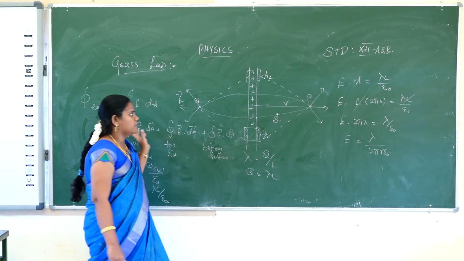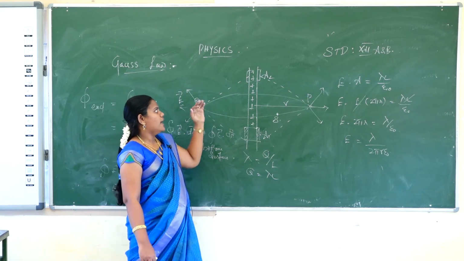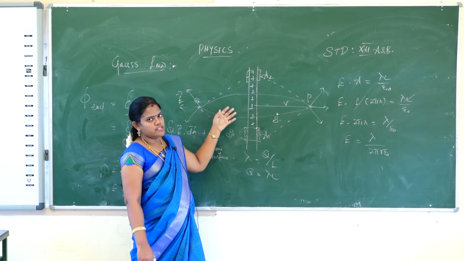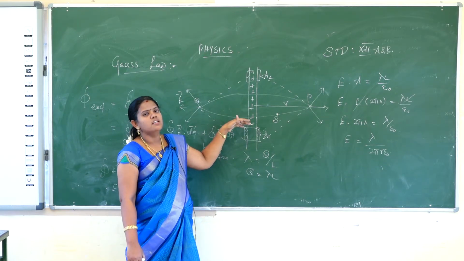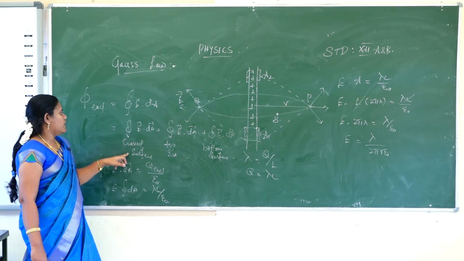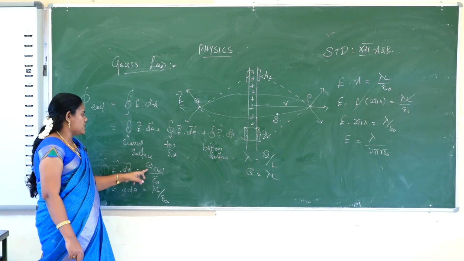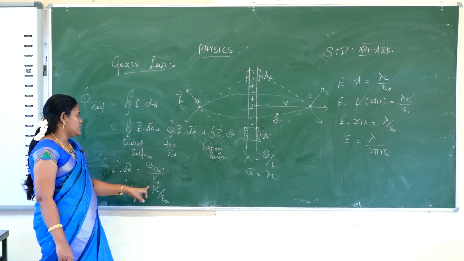Flux through the curved surface will be equal to 0. And the top and bottom sides are perpendicular to each other, so they cancel each other. We will consider only the curved surface. The closed integral over the curved surface of E vector dot dA vector is equal to the enclosed charge, the charge in the enclosed surface, by epsilon naught.